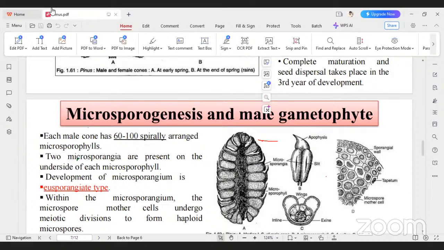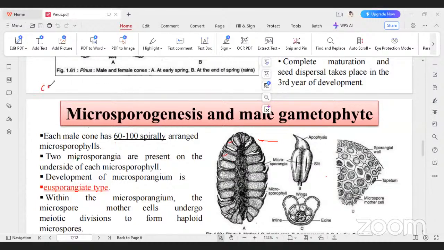Any cone is made up of what? The same was already discussed yesterday, in classes and practical classes also. This is a cone LS. Now this cone, each one of these is considered as a sporophyll.